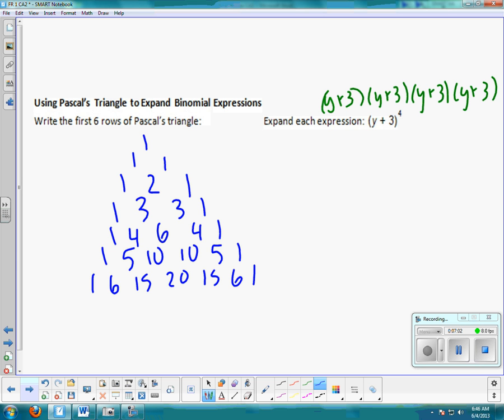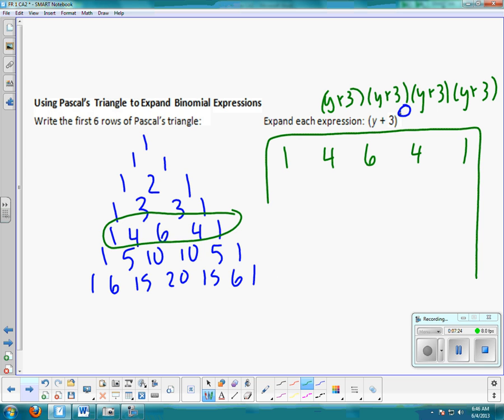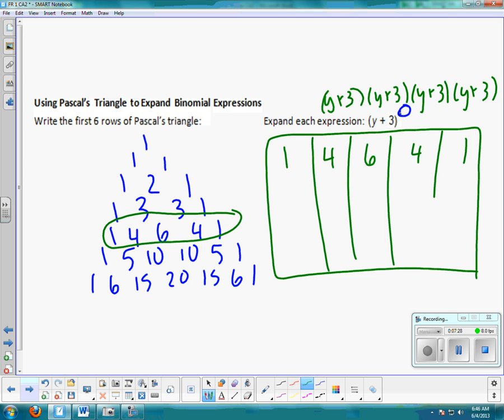All right, we would use this because we need to have whatever row matches this power. So because we're looking at the fourth power, we're going to go ahead and grab the row that has a 4 in it. These numbers are included in our binomial expansion. So 1, 4, 6, 4, 1. I went ahead and organized it in a table because that's how I usually do things. It was easier for me.